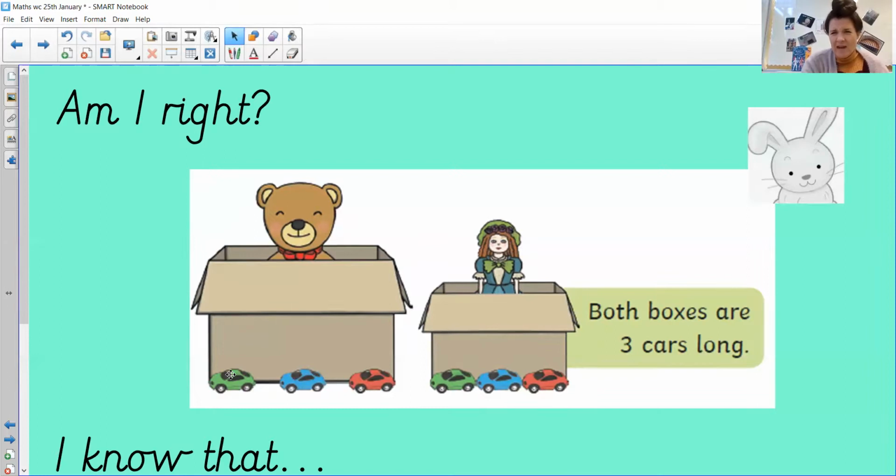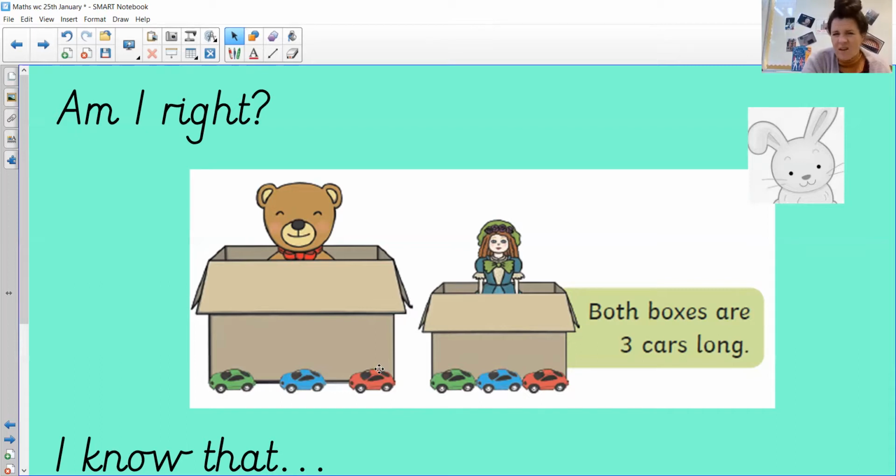Now, I think if I got all of these cars over here and squished them together so they were like this, I think it might be more than 3 cars. I think this box might be more than 3 cars long. I don't think I'm right, because I know that if I was to squish these cars together, I'd have extra space here, maybe to put another car behind. So I don't think I'm right.